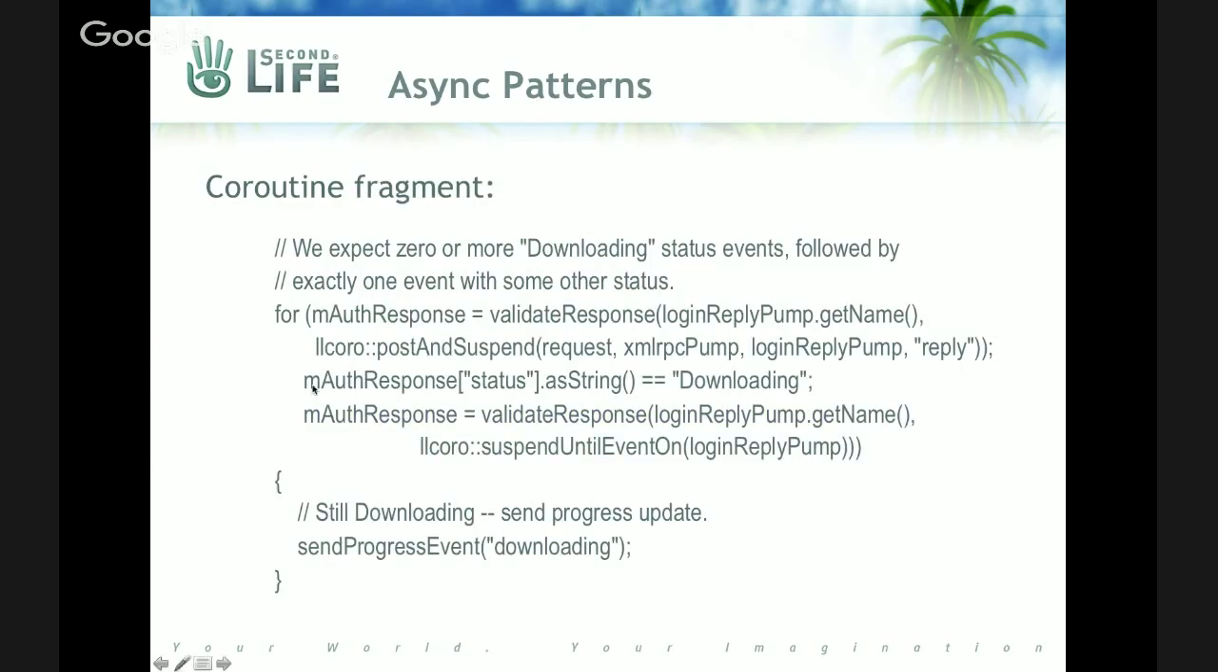if you look at this admittedly somewhat thick for loop, this post and suspend function actually causes control to pass back to the main loop, leaving this coroutine waiting exactly here for the next event that it desires. It wakes up here in the same place when it gets that event and continues with the processing of the for loop. Similarly, suspend until event on passes control back to the main loop, waiting for something interesting to happen.